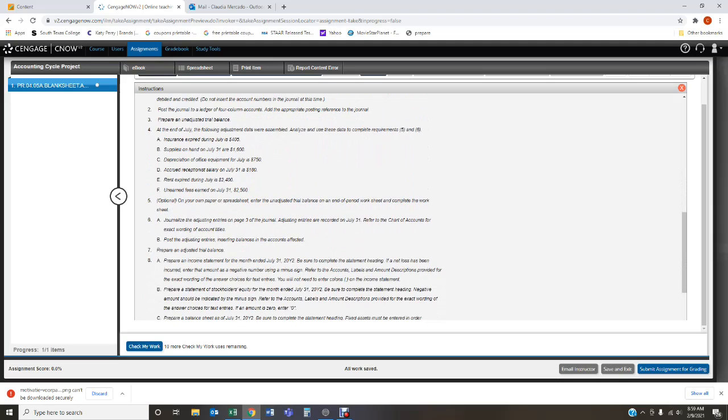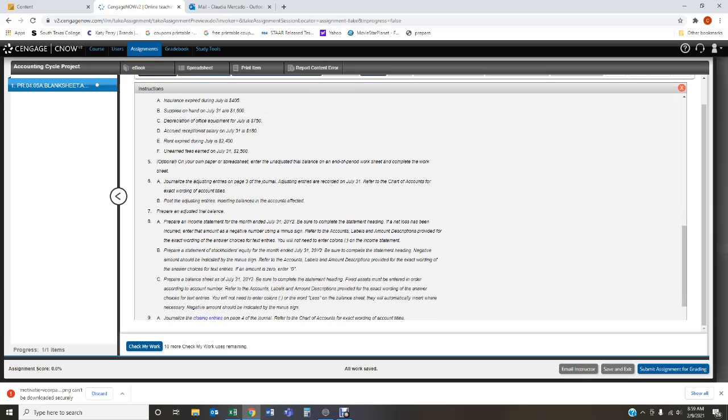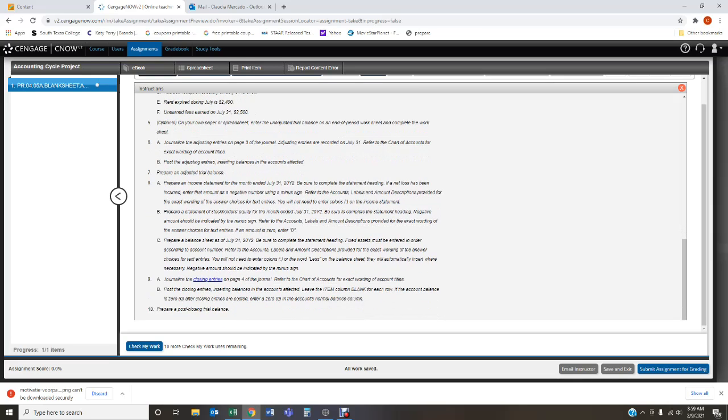You're going to prepare a spreadsheet. You're going to journalize the adjusting entries into your ledgers. You're going to prepare an adjusted trial balance. You're going to prepare your financial statements. You're going to do the closing process, and then finally prepare a post-closing trial balance. So there's a lot of things that are going to happen. So you need to be familiar with the process of the accounting cycle to be able to know, okay, what am I going to do? This covers chapters 1 through 4.